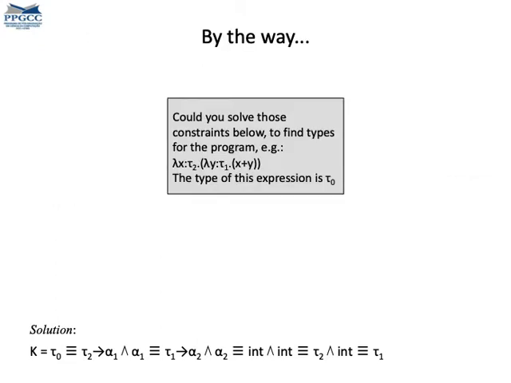And before we see other constraint generation patterns, take a look at the constraints. Would you be able to solve them? Stop the video and try to solve these equivalences. Then check if your solution makes sense with the types that you would expect for the three type annotations in our target program. There are 3 because you also have to count tau 0.